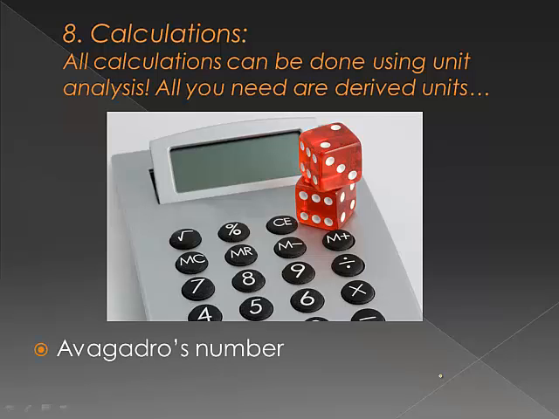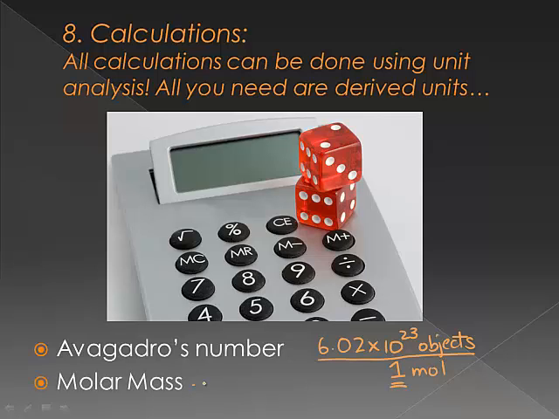One is Avogadro's number, which says that there's 6.02 times 10 to the 23 objects. So that could be an atom or a molecule or a Skittle. You can tell I like Skittles. Per 1 mole. And we also have the molar mass, which is in grams per, again, 1 mole. So remember, the 1 is going to go in front of the mole next day when we set up our calculations.